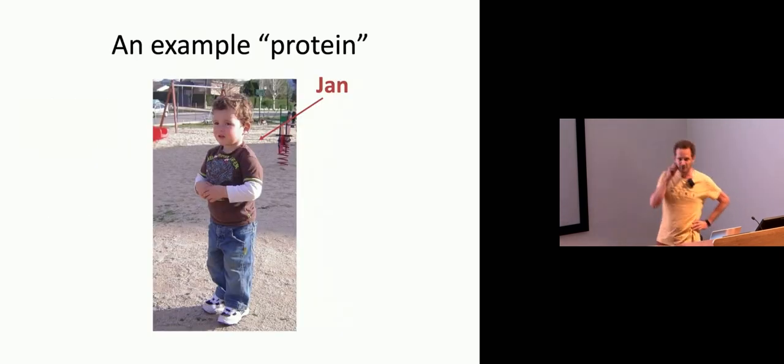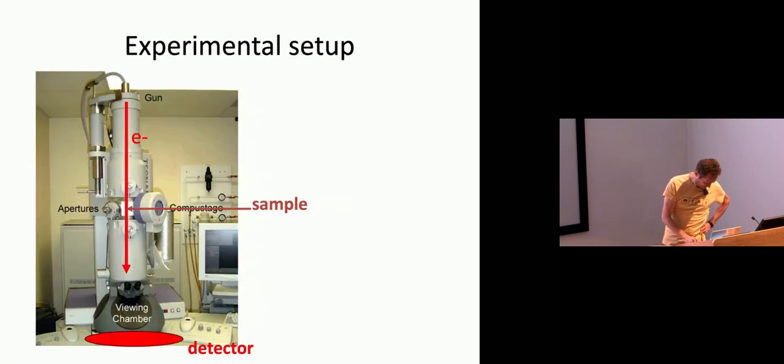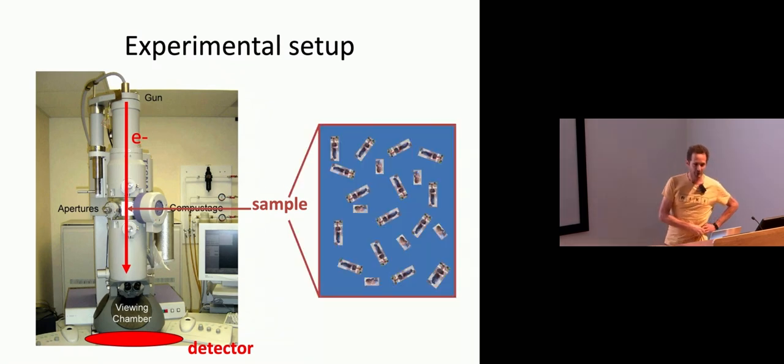So these slides are relatively old. Jan is now taller than I am. I think he approaches our director, Jan. But let's take Jan as an example protein. And we have an electron microscope, also a rather old picture. And we're going to freeze Jan in a shallow swimming pool, as explained earlier.